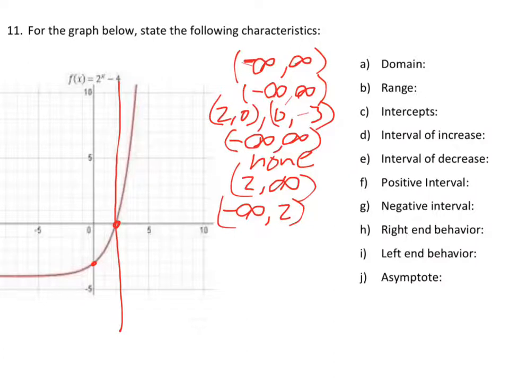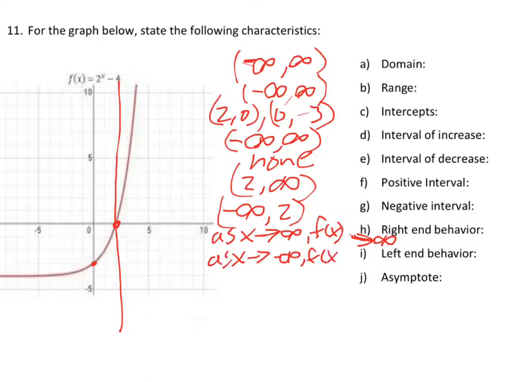And then the right end behavior, you're going to write as x approaches positive infinity, because that's the right end. Your function keeps going up and up and up as you go right, so it's going to approach infinity. As x approaches negative infinity, as you go left forever, your function is going to level off. It's going to keep going down and down until it approaches negative 4. And then the asymptote is that same thing that's on the left side there. It's the line y equals negative 4.